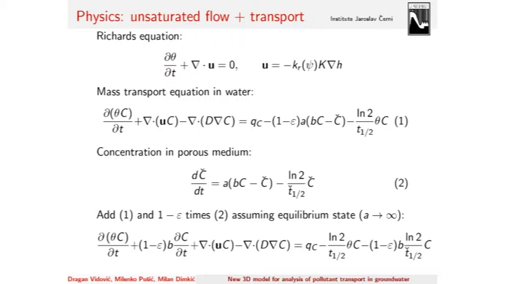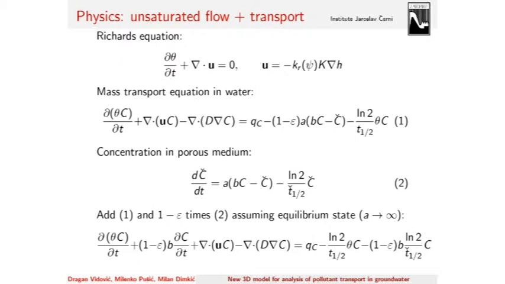And we also need an equation for the concentration, so a mass transport equation. Here we have a mass transport equation for the concentration of the pollutant in the water. And since we are also considering sorption and degradation in the solid as well as in the water, we also need another equation for the concentration in the solid. So C is the concentration in the water.